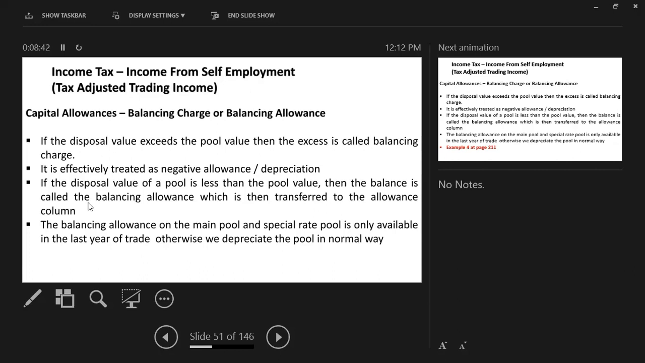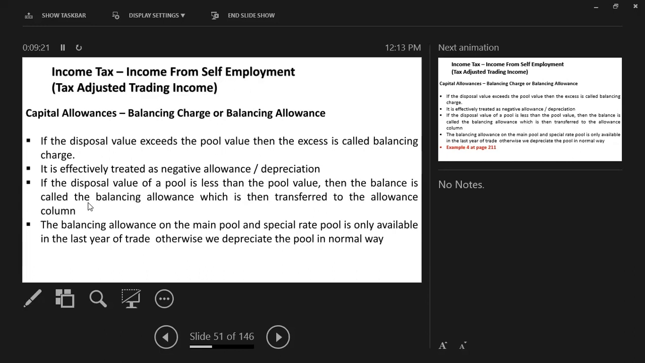Whatever you dispose, there will be a balance on the pool. If the balance is 1,000 pound or less, we will claim the whole amount as small pool allowance. If the balance is more than 1,000 pound, we will charge WDA at 6% or 18%. But if it is the last year of the trade, then no WDA at 18 or 6. The whole amount is considered as allowance. If it is positive, it will be balancing allowance. If it is negative, it will be balancing charge. But balancing allowance on the pool only happens in the last year of trade. This is the last point.